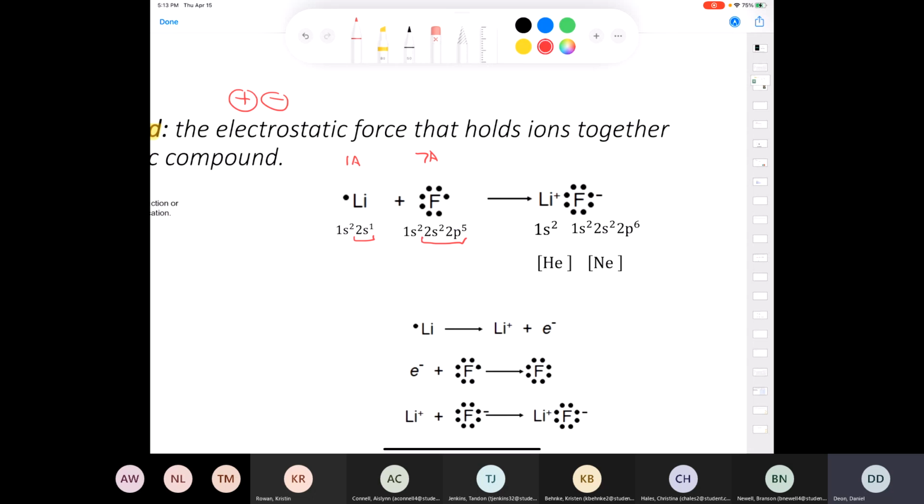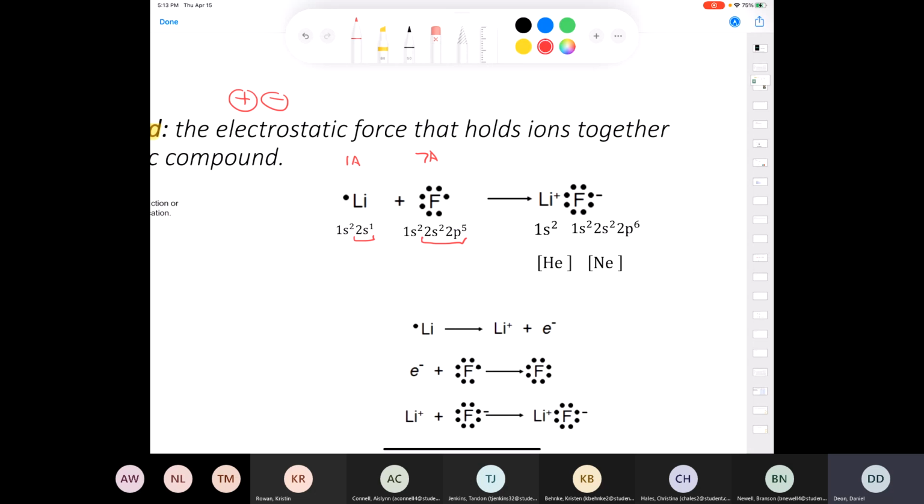So what happens when the fluorine and the lithium come together? Well, we know that lithium has a tendency to lose electrons because it's a metal. We looked at ionization energies earlier on. We know that fluorine has a high electron affinity. It has a desire to take on an electron. And so essentially the lithium gives up its electron to the fluorine.